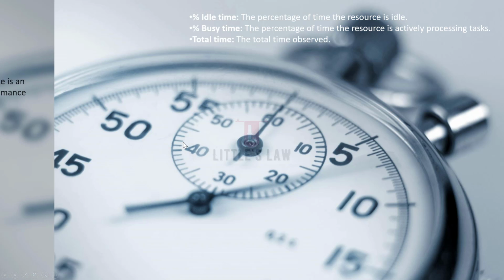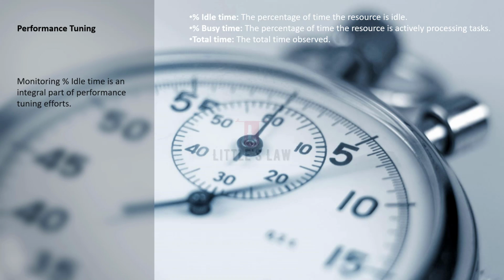The next pointer is performance tuning. Monitoring percentage idle time is an integral part of performance tuning efforts. Performance engineers can use this metric to assess the impact of configuration changes, code optimizations, or other adjustments on resource utilization. The goal is often to increase the percentage idle time, indicating improved resource efficiency and better system performance.